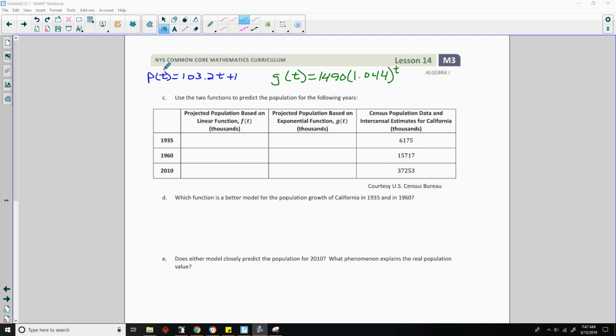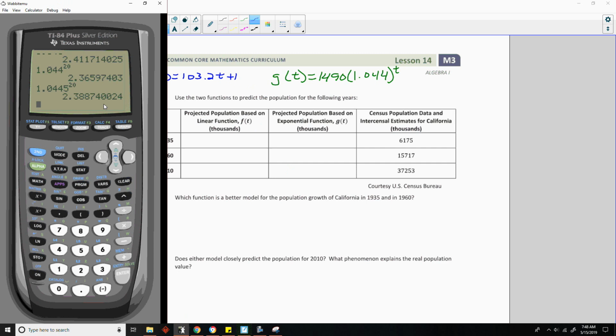Now notice I named this P of t because it was population with respect to time, and this was growth with respect to time. And notice that they've called these F of t and G of t. So to avoid confusion, I will just change this to an F. So F of t is my linear, and G of t is my exponential function. All right, I'm going to save some time in doing this now, and I'm going to put these in my calculator under y equals.